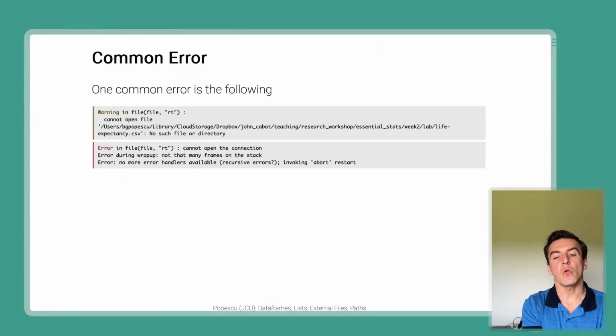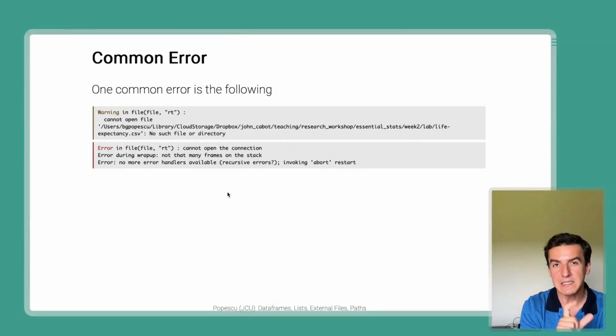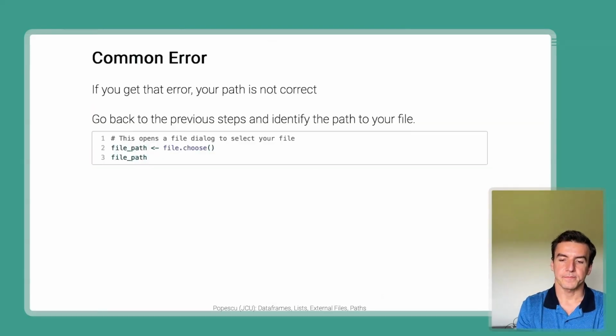Okay, one common error is this: no such file or directory. When you see this error, this means that you have not specified the path correctly. So you have to go back and try to figure out where exactly the path is. Open path is probably the easiest way to get your file to open. So if you get that error, just do file choose and repeat the steps.